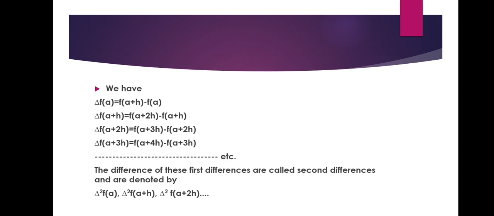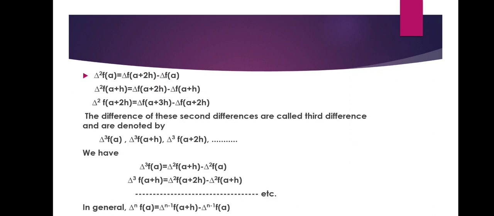The differences of these first differences are called second differences, and are denoted by delta square f of a, delta square f of a plus h, delta square f of a plus 2h. Here we calculate it. Delta square f of a is equal to delta f of a plus h minus delta f of a.